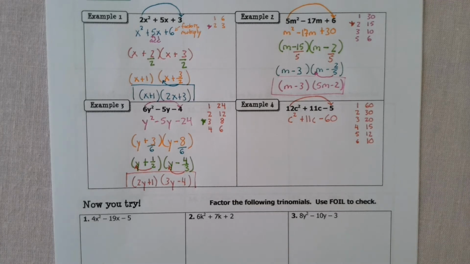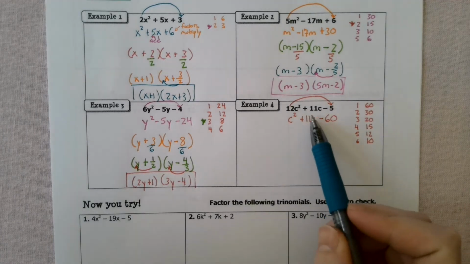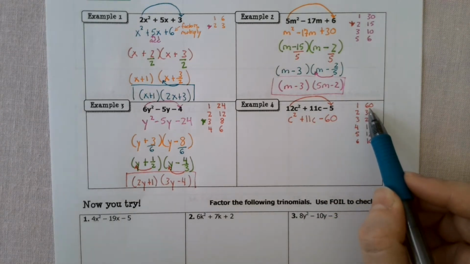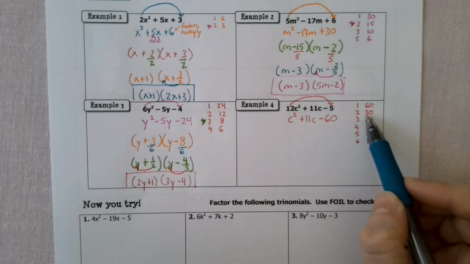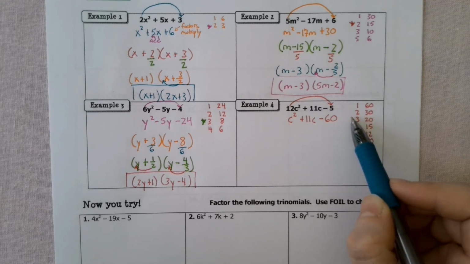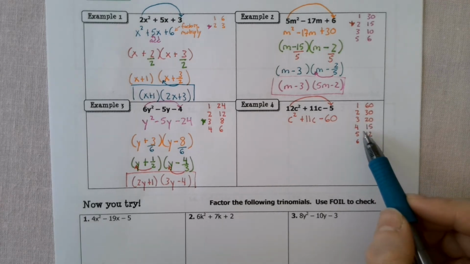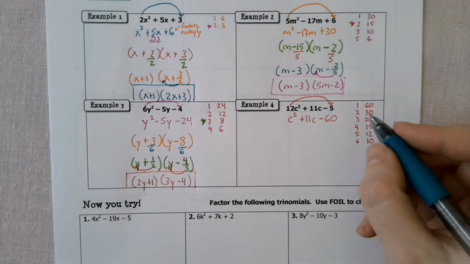Okay, so now we need numbers that are going to add or subtract to give us 11. Okay, 1 and 60 will give us 61 or 59. 2 and 30, 32 or 28. 3 and 20 will give us 23 or 17. 4 and 15 will give us 19 or 11. Hey, there we go.